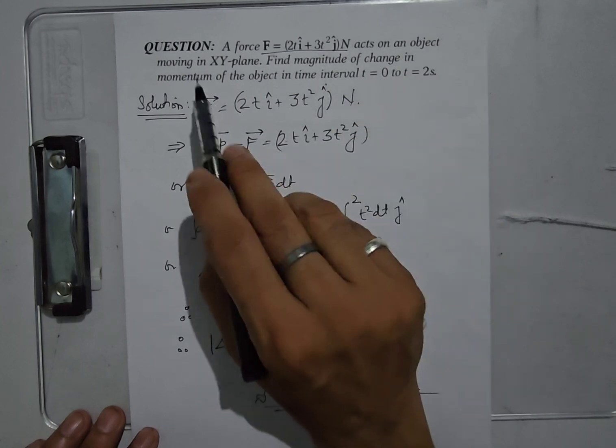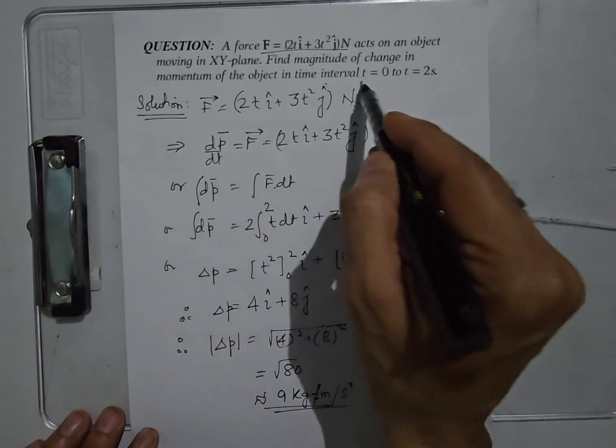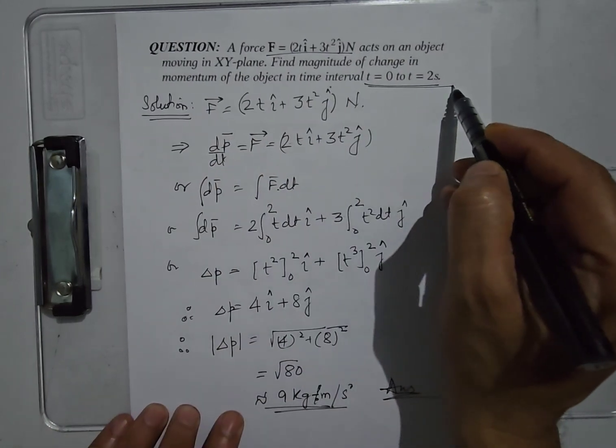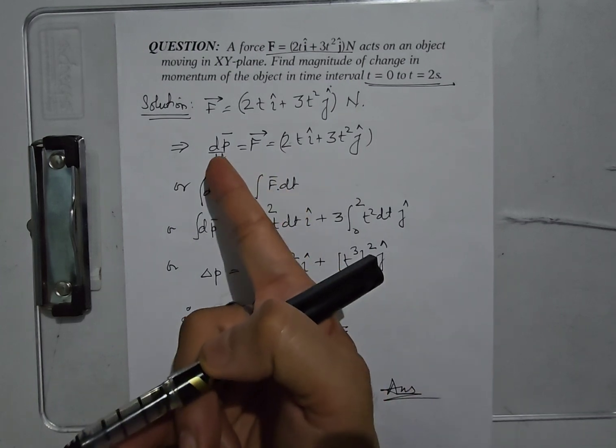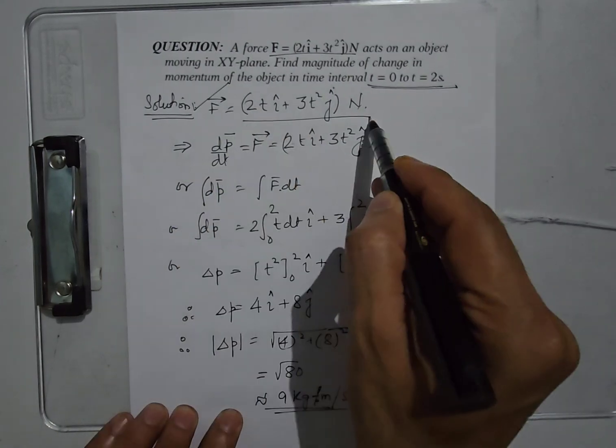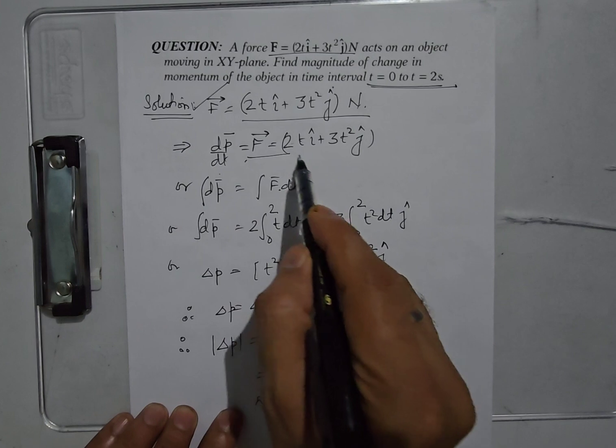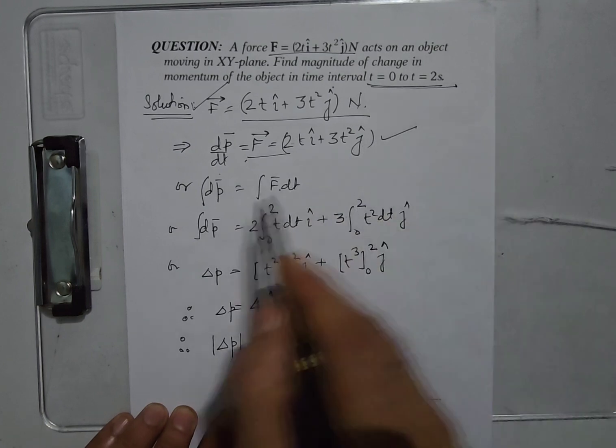Find the magnitude of the change in momentum of the object in the time interval t equals 0 to 2 seconds. Now it is simple, as we have already studied Newton's second law. Force is nothing but the rate of change of momentum. F is given as dp/dt, which is 2t i cap plus 3t square j.